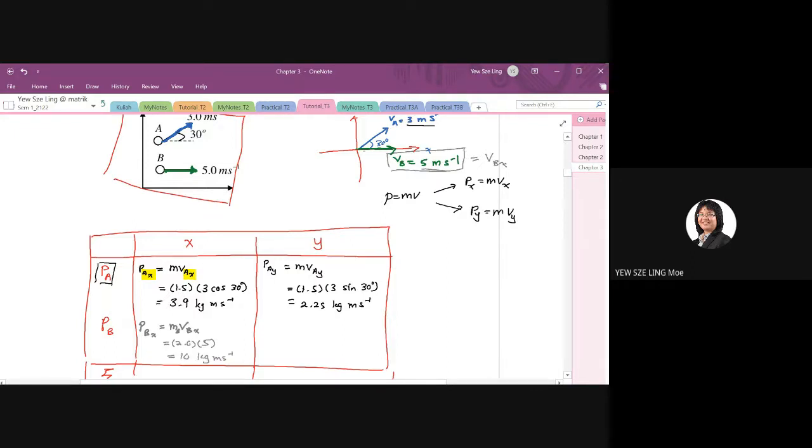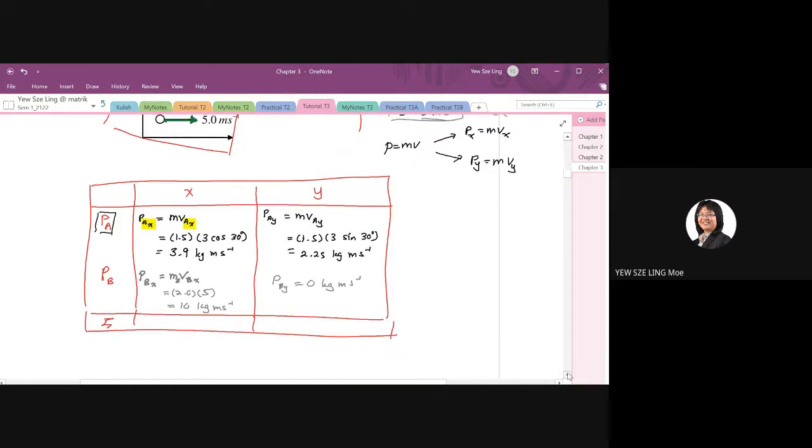So what happens to the y component then? There's no velocity along the y component. Therefore, you don't even have to calculate. You just say PBY equals 0 kg ms negative 1. So that is how you solve it. You resolve velocity in your calculation.